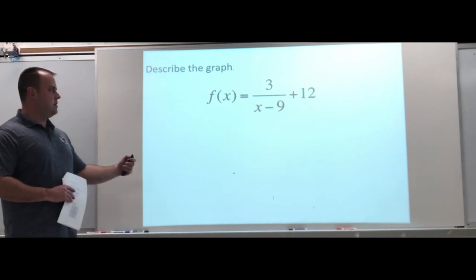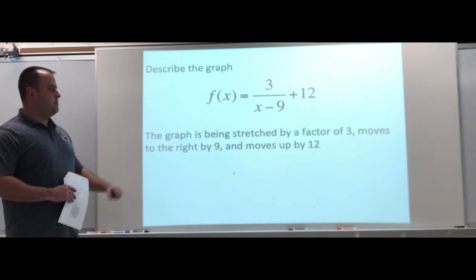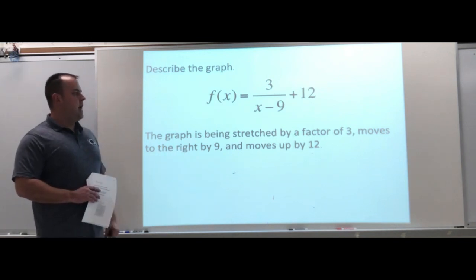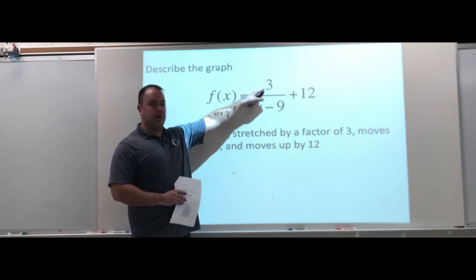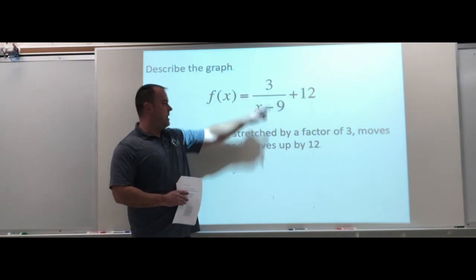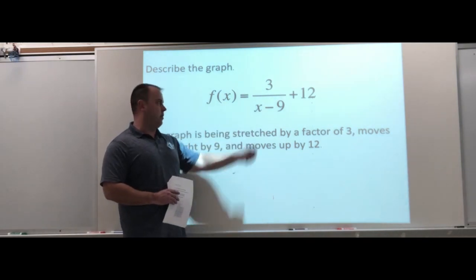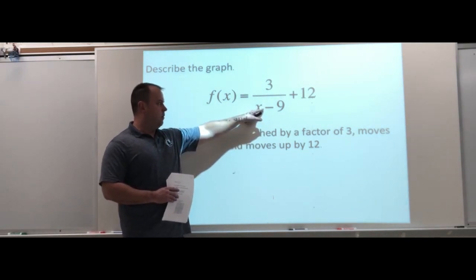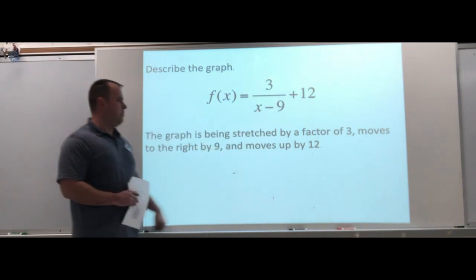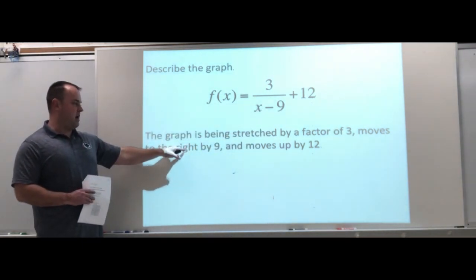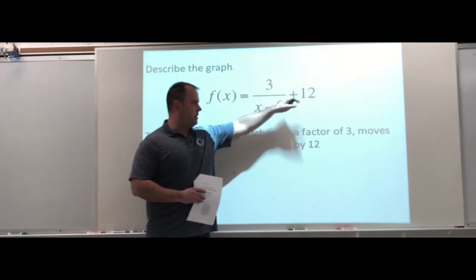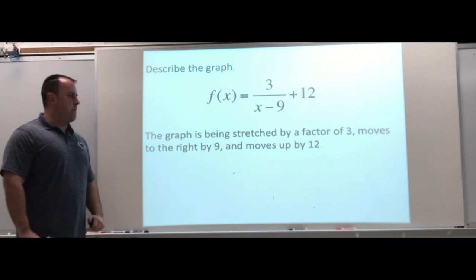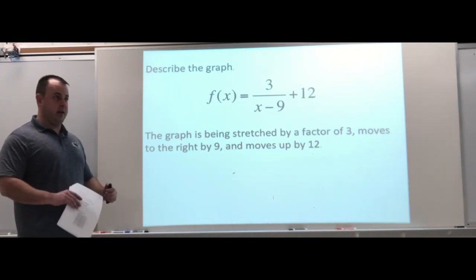Okay, so in this case, the graph is being stretched by a factor of 3, moves to the right by 9, and moves up by 12. Okay, the stretching and shrinking is going to be up top. Since it's greater than 1, it's being stretched by a factor of 3. 3 is greater than 1. What's being grouped with the x, that's our left and right movement. So we have x moves to the right, opposite, by 9 and moves up by 12. That's the back end of the plus 12 is telling us that we're moving up. No negative sign, so it's not being reflected.